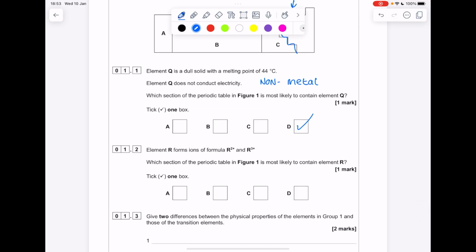Element R forms ions with the formula R2+ and R3+, so that's a variable valency.